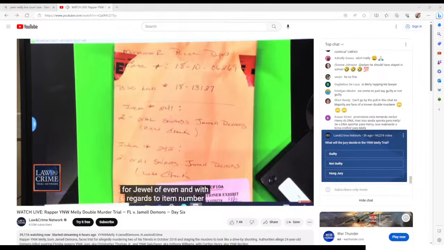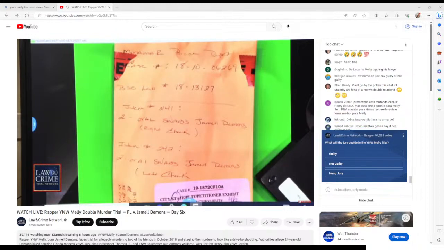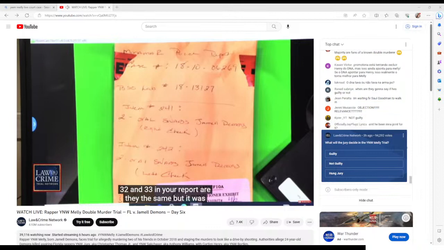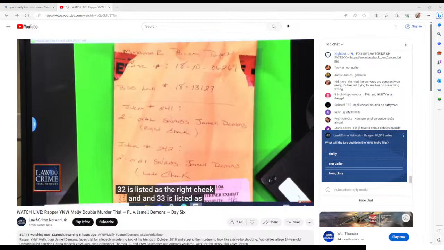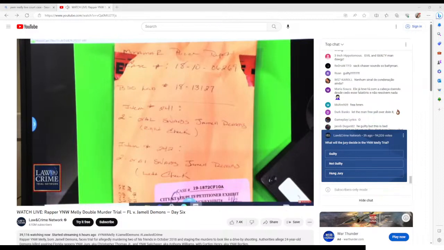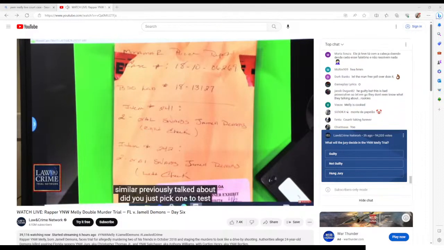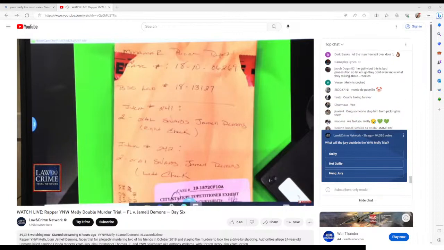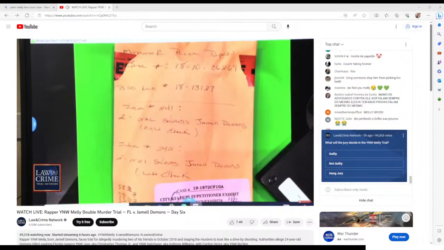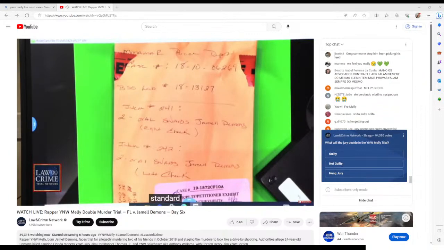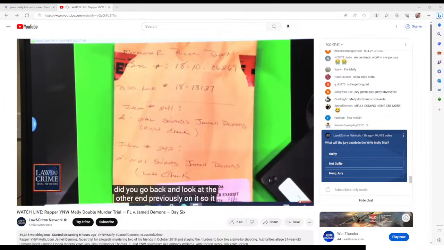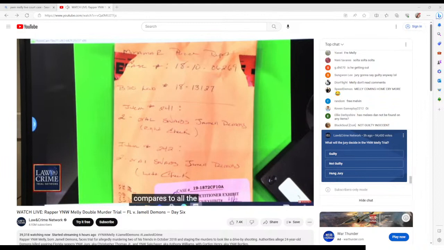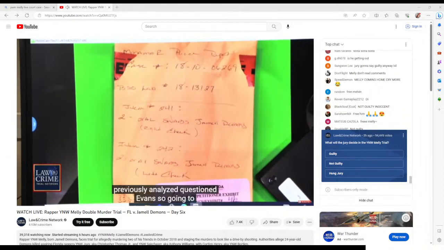And with regards to item number 32 and 33 in your report, are they the same? Item number 32 is listed as the right cheek, and 33 is listed as the left cheek. Similar to what we previously talked about, did you just pick one to test? Correct, I did just the first one. Is there any rhyme or reason as to picking the right versus the left? Nope. Going on, and so once you got this standard, did you go back and look at the other evidence you previously analyzed? Yes, so comparisons were made to all the previously analyzed questioned evidence.